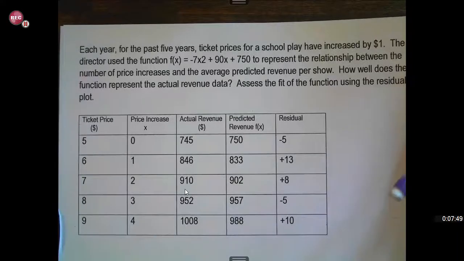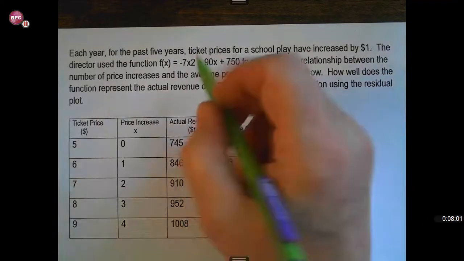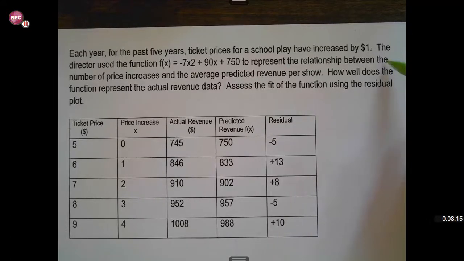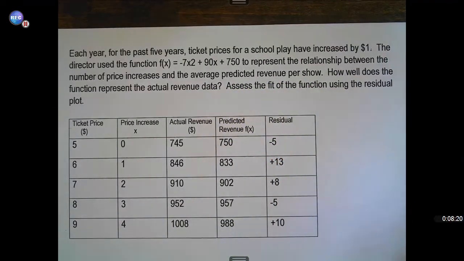Each year for the past 5 years, ticket prices for a school play have increased by $1. So the director uses the function f of x, and I see a typo there, it should be 7x squared. So f of x equals negative 7x squared plus 90x plus 750 to represent the relationship between the number of price increases and the average predicted revenue per show. How well does this function represent the actual revenue data, and assess the fit of the function using the residual plot?